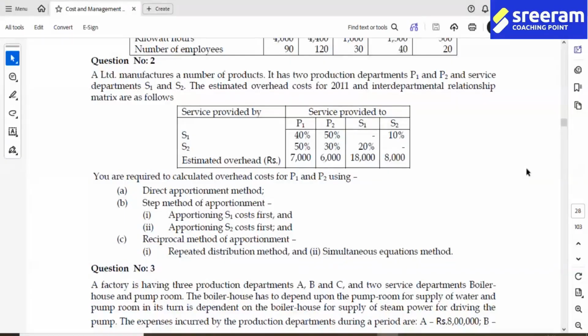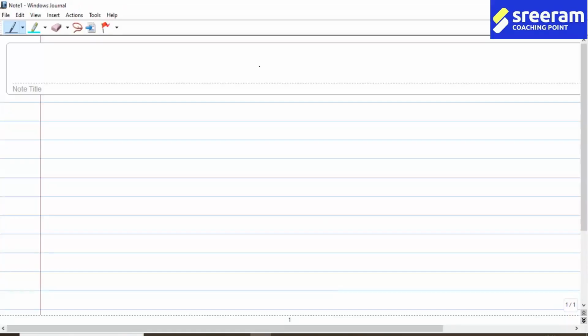Kindly recall the discussion we were having in the last class about the twin objectives. What were the twin objectives? Number one, linking overheads to units or services. Number two, control over overheads. These are the twin objectives that we have in the study of overheads.